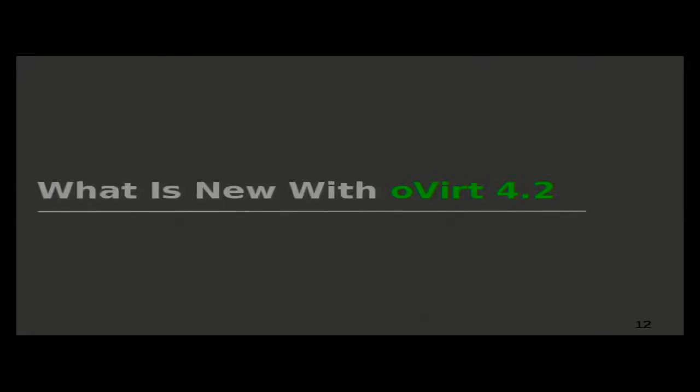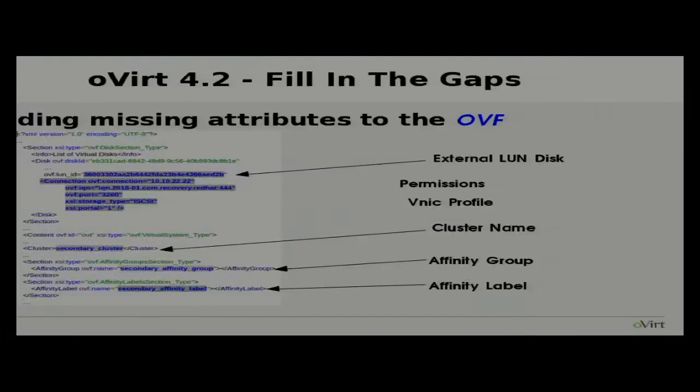Okay, so saying that, let's see what we did in oVirt 4.2. So first of all, we were trying to fill in the gaps. There were a few gaps that were missing from the OVF, as I said before. I won't go into each one of them, but we were trying to see what is missing and what we can add in there, like permissions and the cluster name.